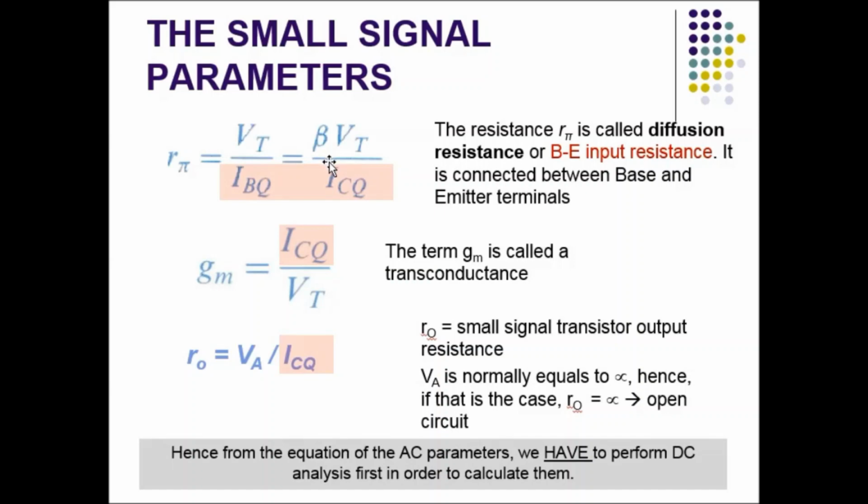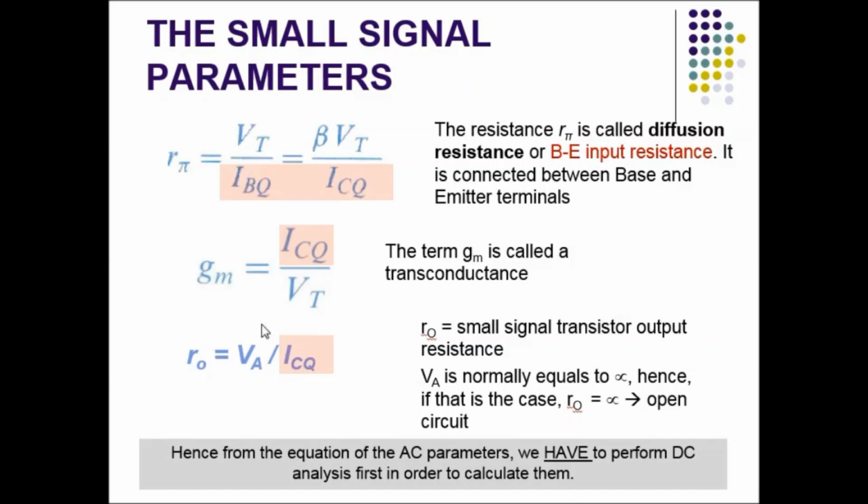To calculate r-pi, gm, ro, you can see here, you need the DC component of the collector current. Therefore, similar to your diode, you need to do your DC analysis to calculate the DC collector current. Then only can you compute r-pi, gm, and ro.